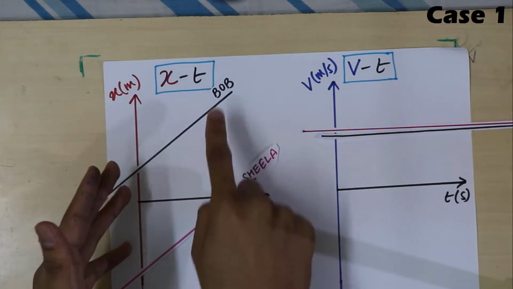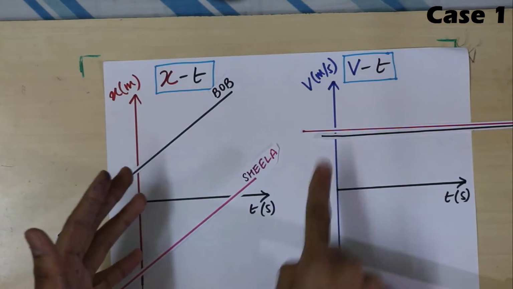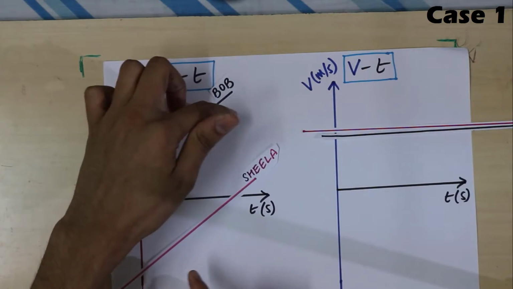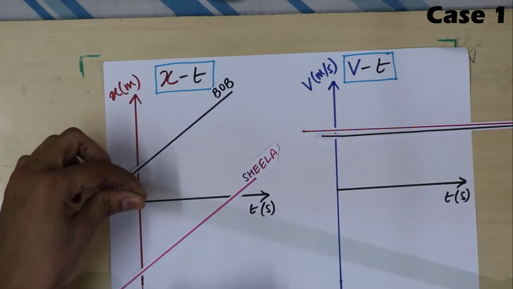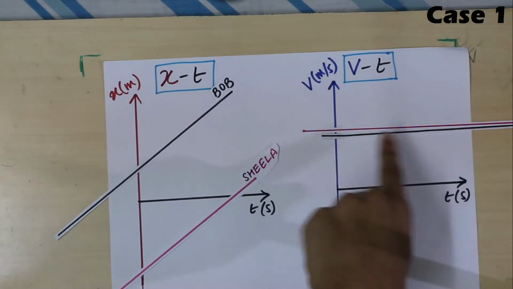So for example, if this slope was 5, then the velocity is 5 meters per second, and Sheila would also have the same velocity. They would be going together. So you can sort of imagine this like a two-person race where Bob is leading Sheila and both are going with the same velocity, going like this. Okay, that's what this represents.